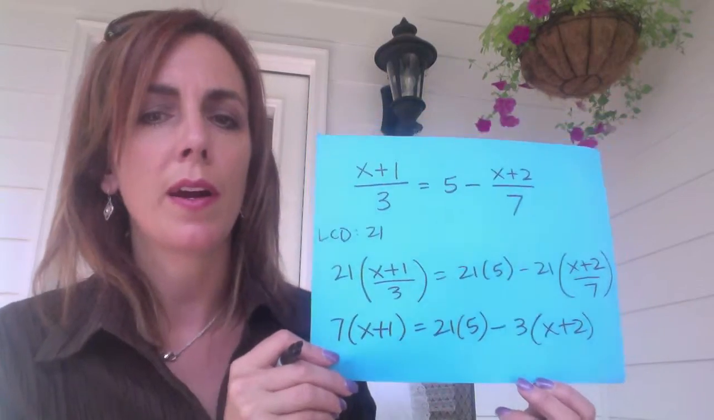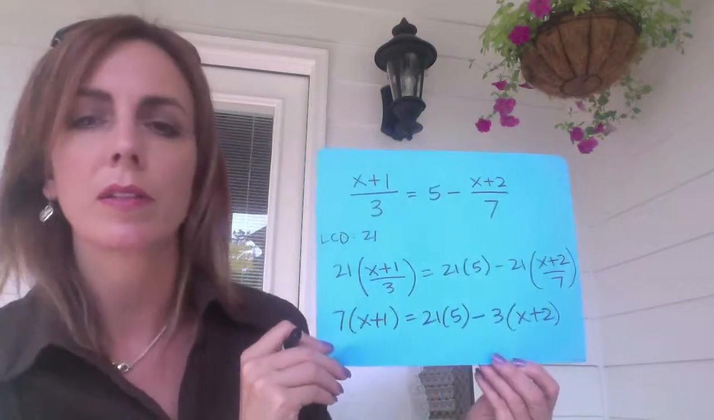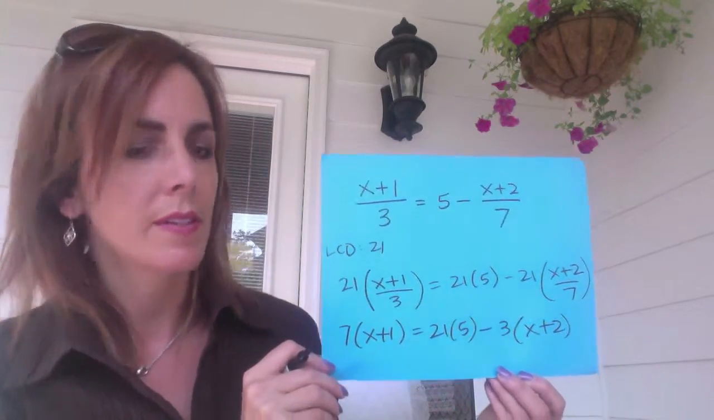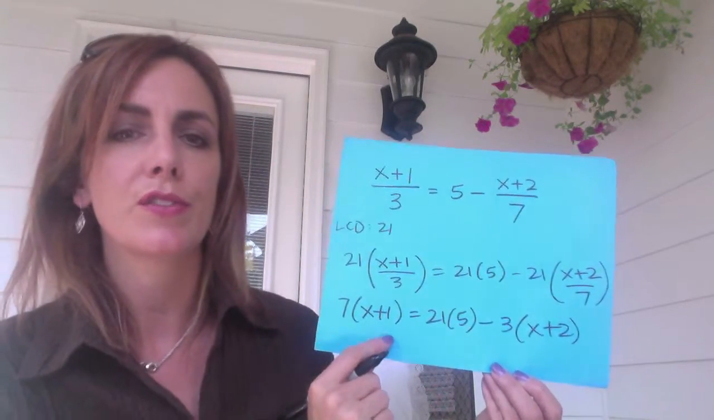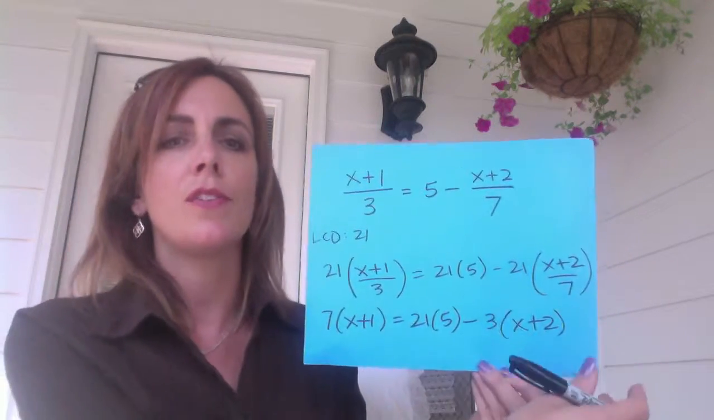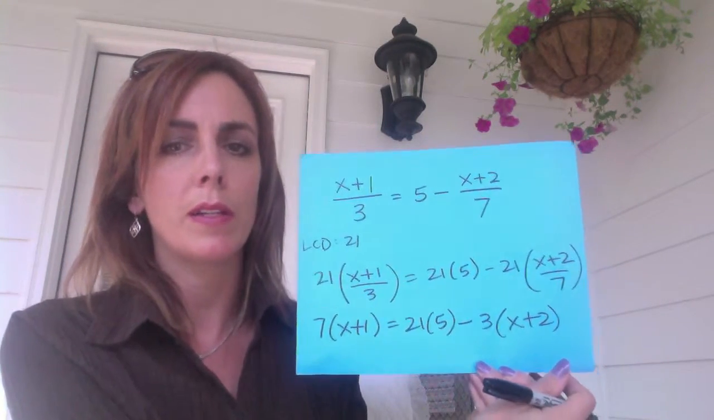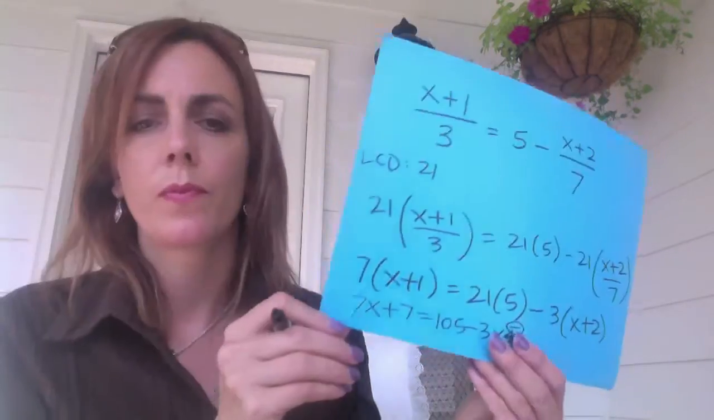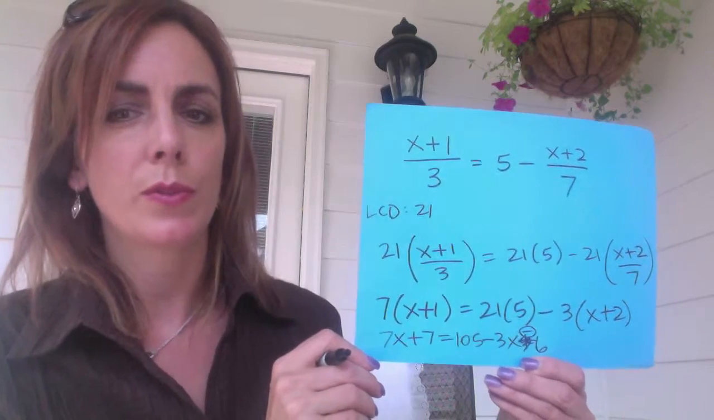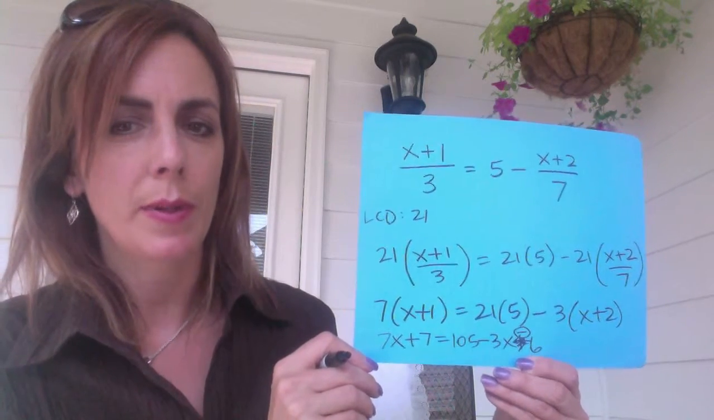Yippee. Now we are sitting looking at something that looks a lot like our former example. No fractions, and we just have parentheses, so we're going to distribute, collect like terms, and go ahead and solve the equation. So you go ahead and distribute, we'll collect like terms together, and then we'll solve. So we end up with 7x plus 7 equals 105 minus 3x minus 6.